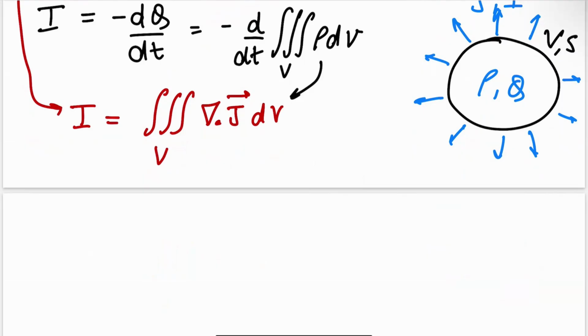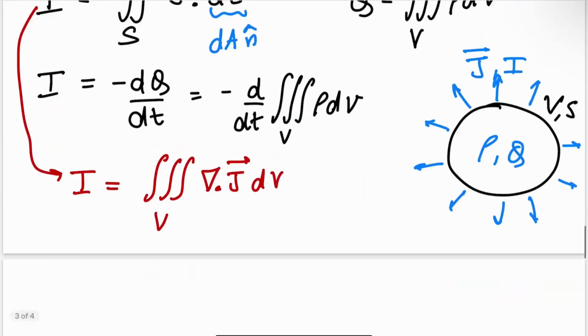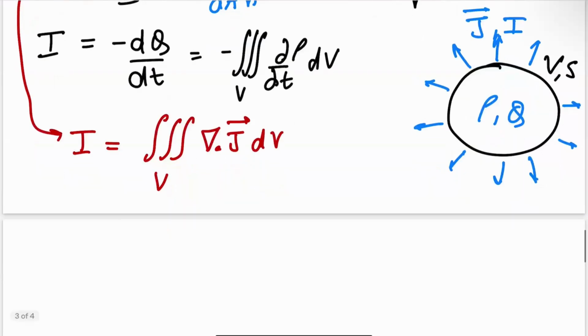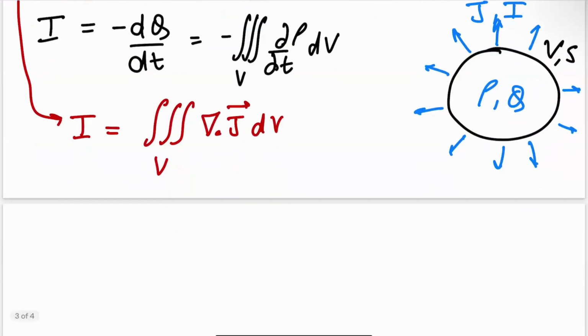Before I equate them, actually, there's one more step. So I can write this is equal to minus the integral over the volume. Actually, it's getting a bit congested. So what I'm going to do is move this derivative inside. And the reason I can do that is because I assume the volume is constant. d/dt of rho. Okay, so now we have two integrals that are equal.